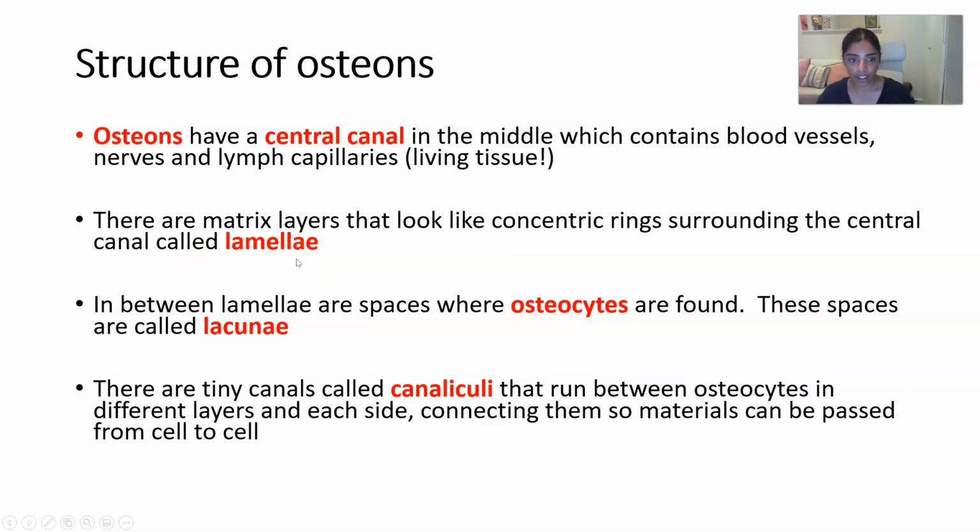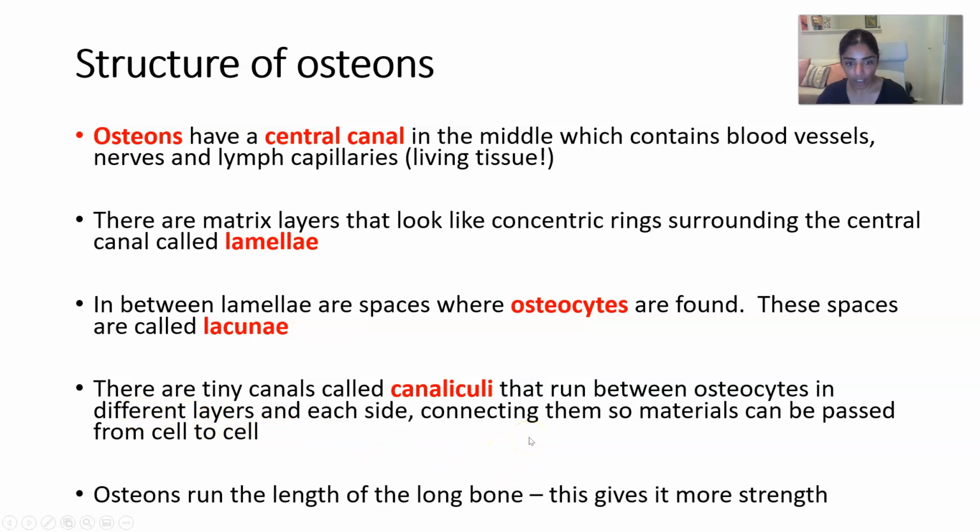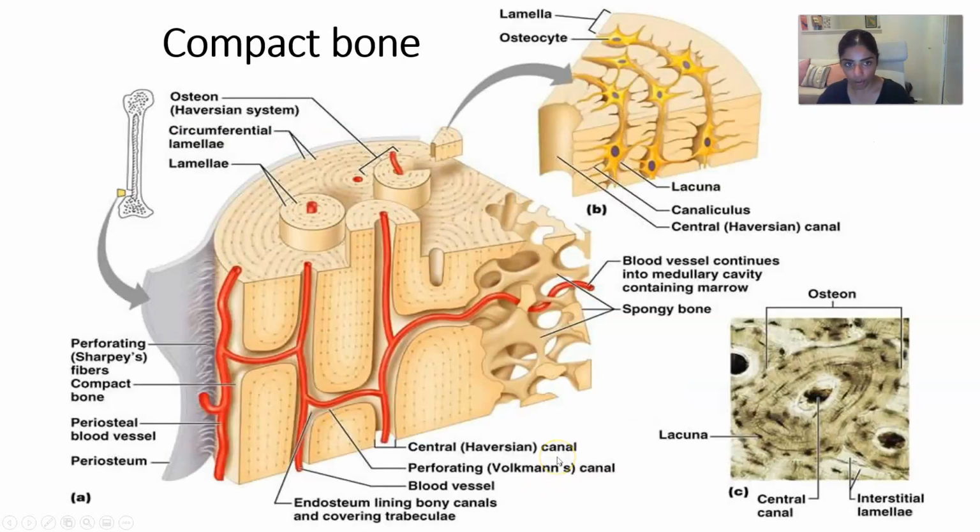Now, in between each of those rings, we have osteocytes, which are bone cells, and they have to sit in their own little space called lacunae. Now, in order for these osteocytes to talk to each other, they use canals called canaliculi. So the canaliculi run between osteocytes in the different lamellae or layers, and they connect information and materials from cell to cell. And these osteons are long, and they run the length of the bone. So an osteon is as long as your thigh bone.